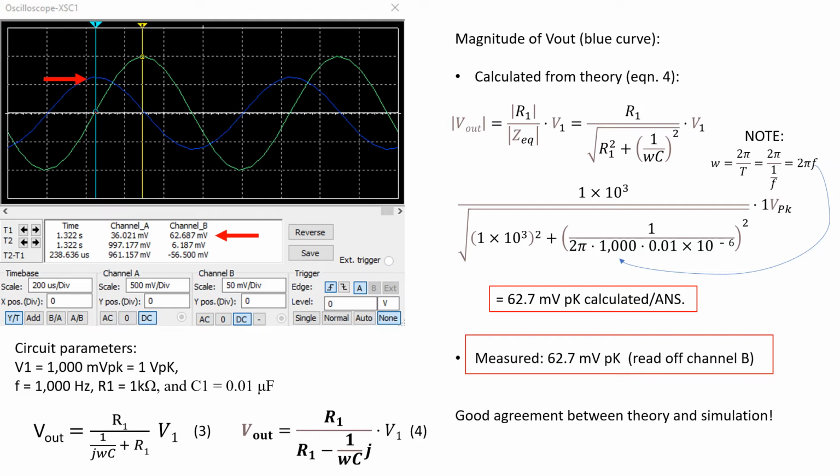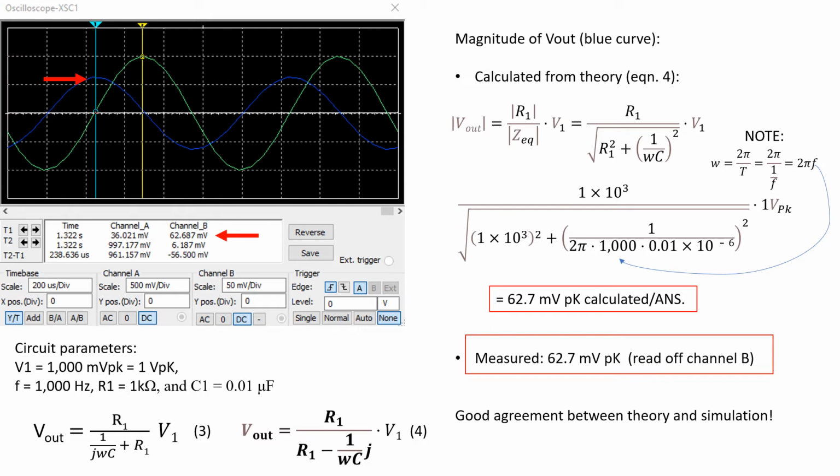Now, we read the peak value of our voltage directly from the scope's data window. Since the blue curve is on channel B, and the cursor is the light blue or T1 cursor, we look at the intersection of channel B and T1. This value has been highlighted by the red arrows and reads approximately 62.7 millivolts peak. This is pretty solid agreement between theory and the simulated measurement.